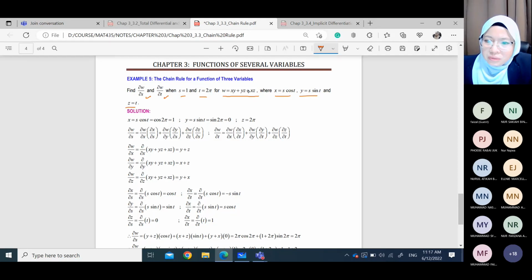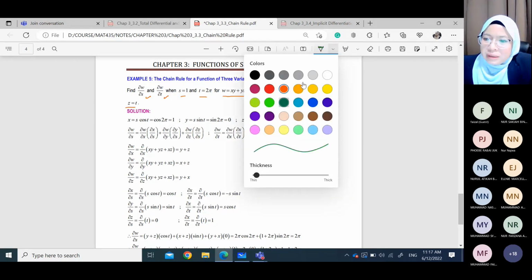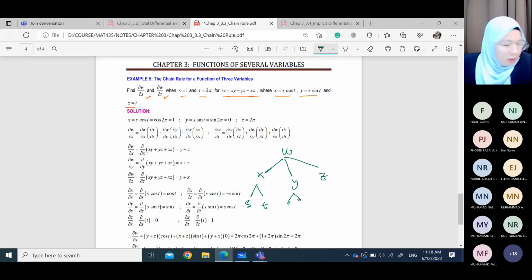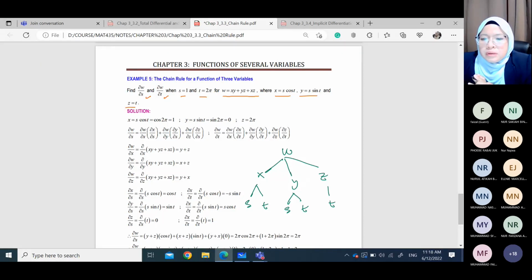Okay. So now, kalau in tree diagram, we will have W. So in W, we have 3 variables, X, Y, and Z. And in X, Y, and Z, we have 2 variables. So to X, we have 2 variables, S and T. Y, S, and T, and Z, S and T. Okay, so this means that all the functions are depending on S and T. So S and T are independent variables.